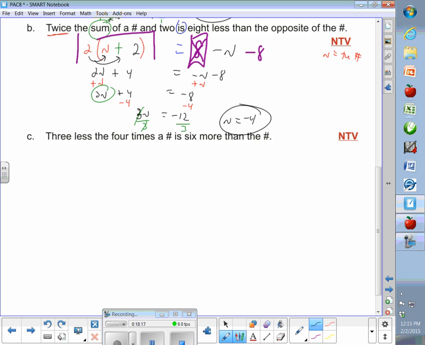Okay, go ahead and try C. 3 less than 4 times the number is 6 more than the number. And that should be a then a the. First edition notes for you guys. 3 less than 4 times a number is 6 more than the number.